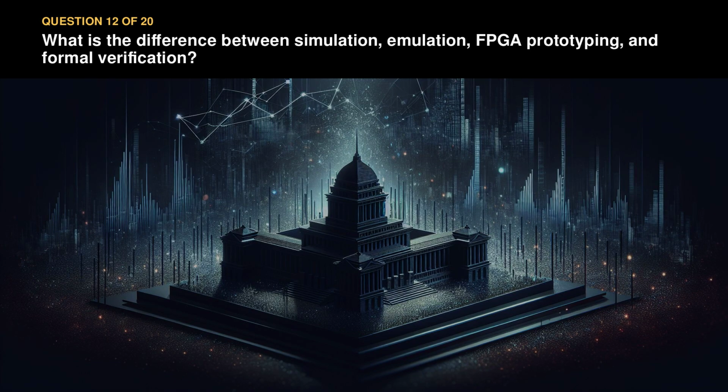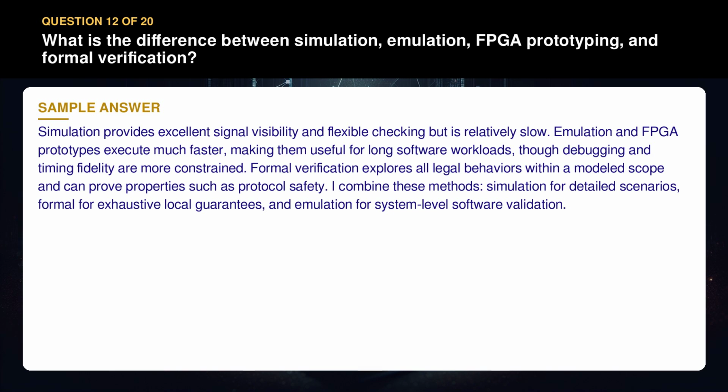Question 12. What is the difference between simulation, emulation, FPGA prototyping, and formal verification? Simulation provides excellent signal visibility and flexible checking but is relatively slow. Emulation and FPGA prototypes execute much faster, making them useful for long software workloads, though debugging and timing fidelity are more constrained. Formal verification explores all legal behaviors within a modeled scope and can prove properties such as protocol safety.